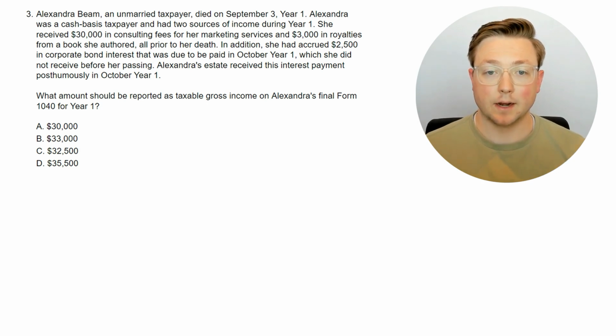Alexandra Beam, an unmarried taxpayer, died on September 3rd, year 1. Alexandra was a cash basis taxpayer and had 2 sources of income during year 1. She received $30,000 in consulting fees for her marketing services and $3,000 in royalties from a book she authored, all prior to her death. In addition, she had accrued $2,500 in corporate bond interest that was due to be paid in October year 1, which she did not receive before her passing. Alexandra's estate received this interest payment posthumously in October year 1. What amount should be reported as taxable gross income on Alexandra's final Form 1040 for year 1?